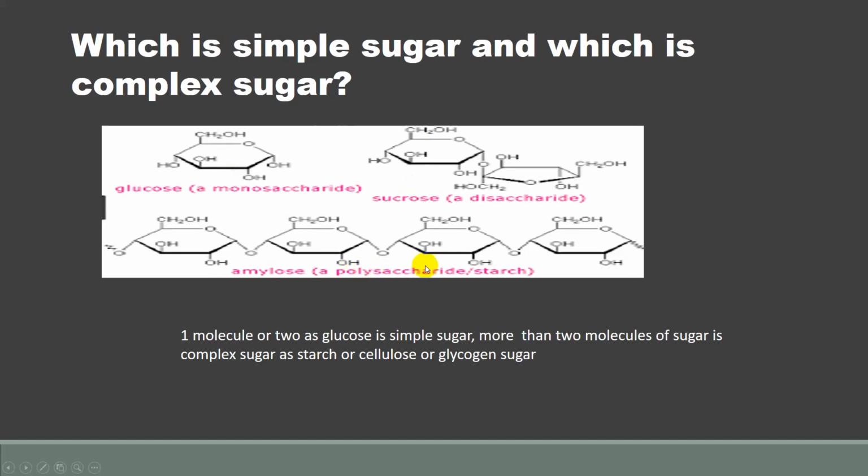What about the polysaccharide? What about the complex sugar? The complex sugar is more than 2. 1, 2, 3, 4. So this is a complex sugar, which is the starch. Okay, let's take another question.